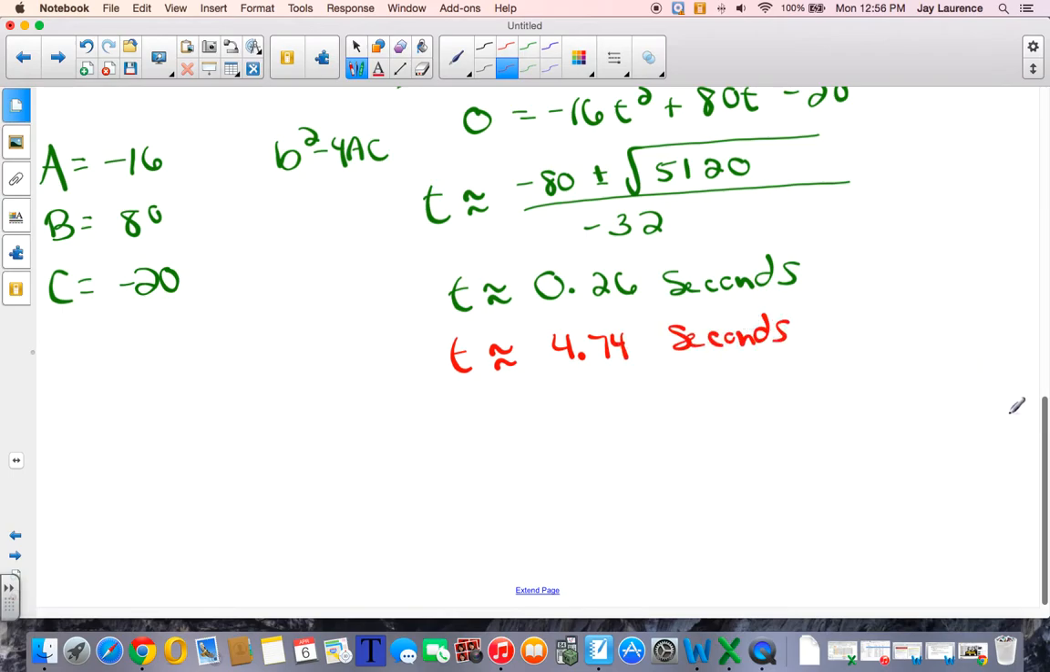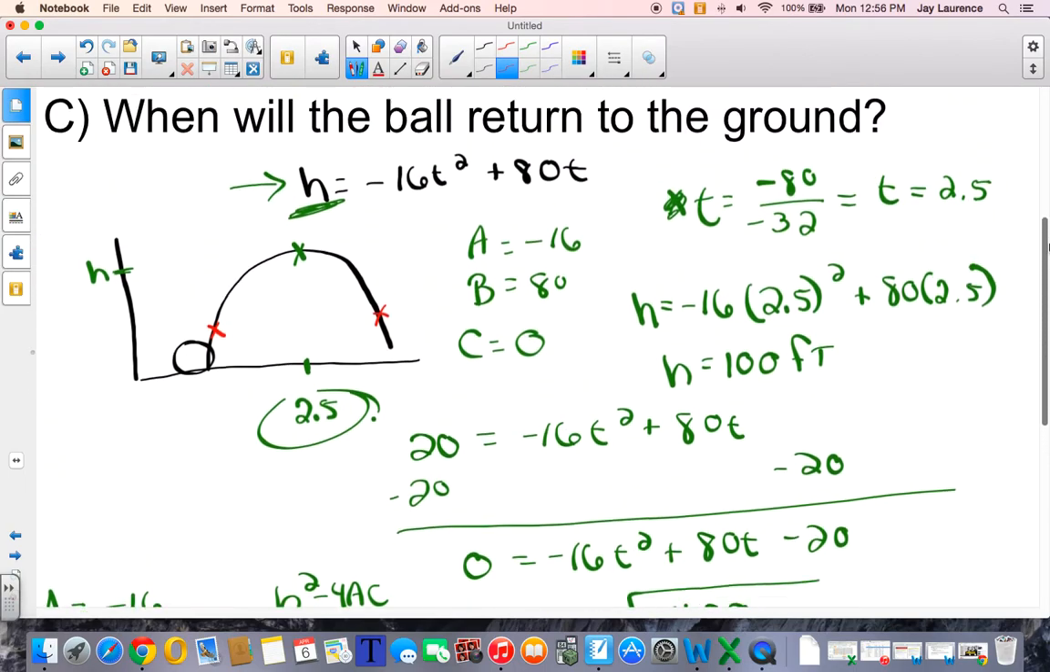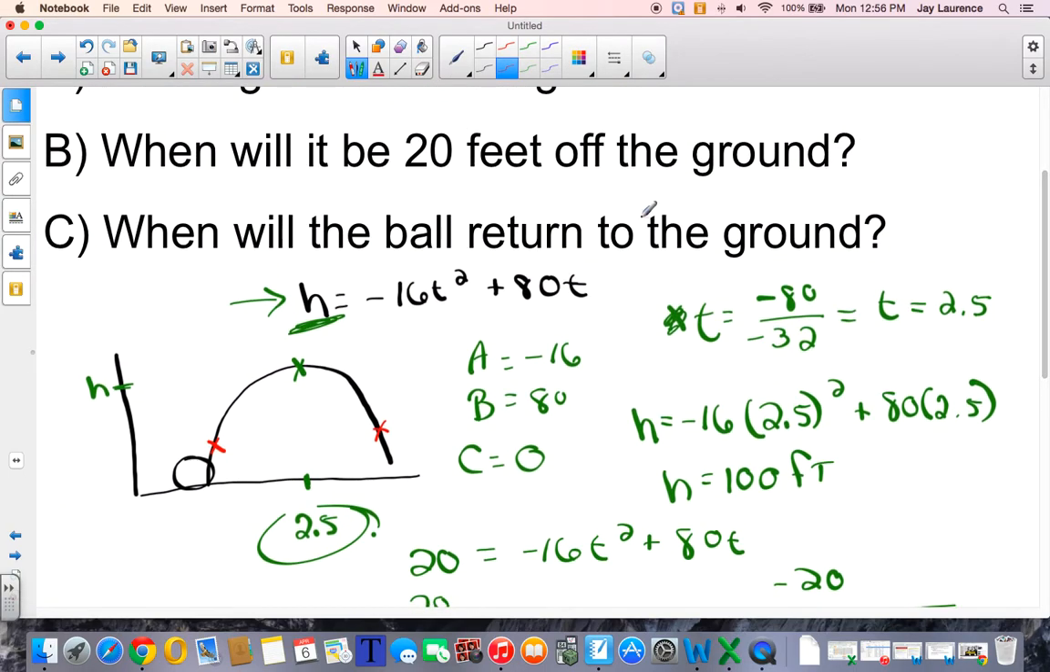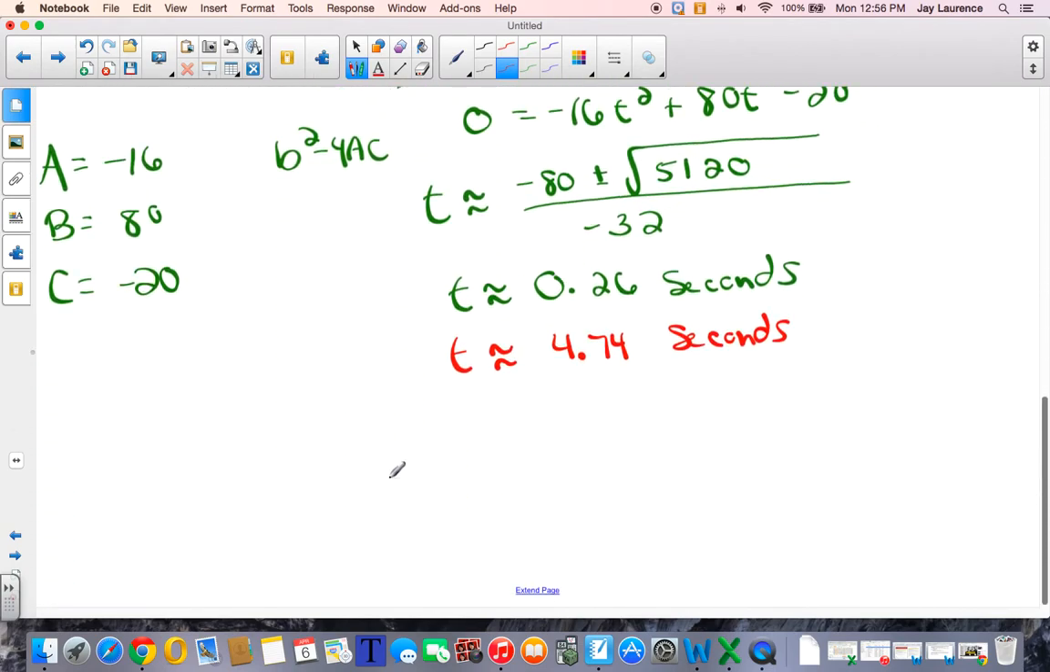Okay, there we go. Now I leave you to do the calculations to verify if I'm right. Okay, when will the ball return to the ground? Well, that's an easy one. I take h equal to negative 16t squared plus 80t, but this time h is 0. So I just plug a 0 in. And I use the quadratic formula on this.